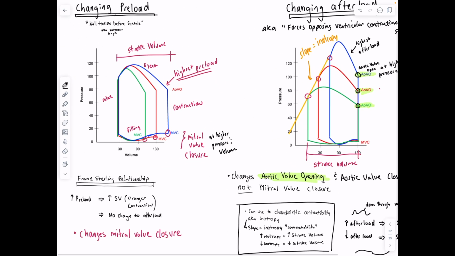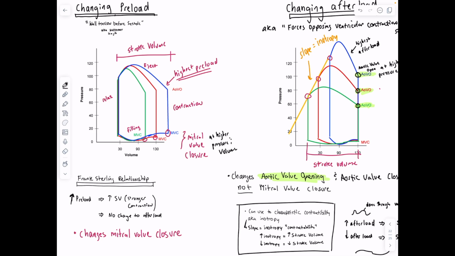So we have changing preload, wall tension before contraction at the end of diastole. This is the diagram that was given to us in lecture, and the lecture notes were not very clear on this, so I struggled, but I'm doing my best. So we have the Frank-Starling relationship, which is saying if you increase preload, again, sarcomere length, wall tension, then you're going to have a greater stroke volume, stronger contraction. So if you have more wall tension before contraction, then you're going to have a stronger contraction, stronger stroke volume. Hopefully that makes a little bit of sense intuitively.